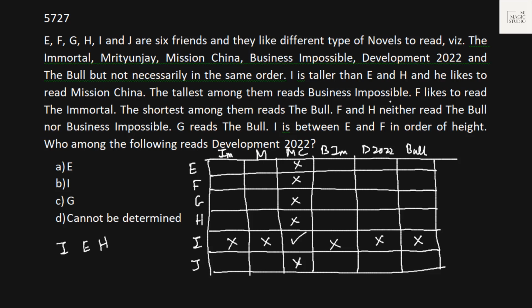The tallest among them reads Business Impossible. Now E and H are shorter than I. E and H both are not reading Business Impossible. F likes to read Immortal. Okay, F goes with Immortal.